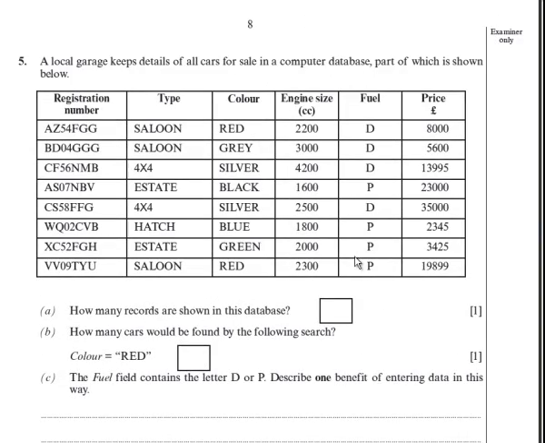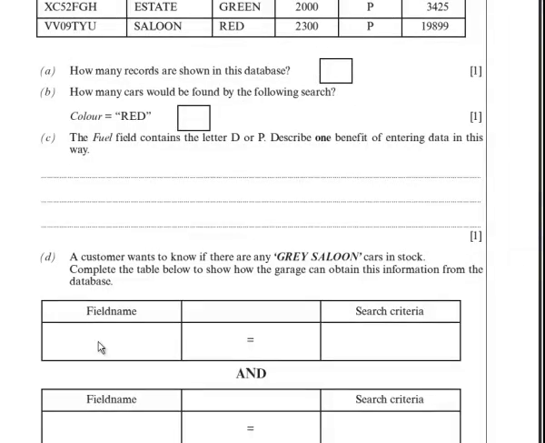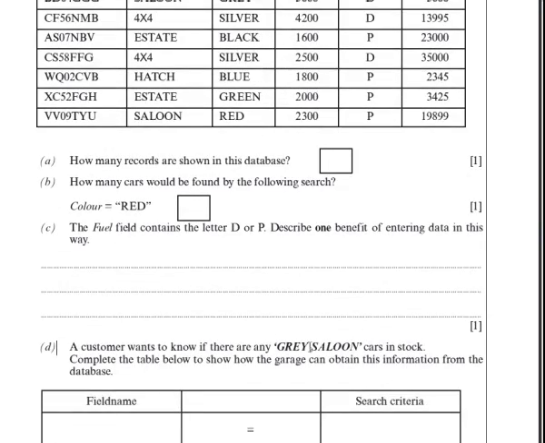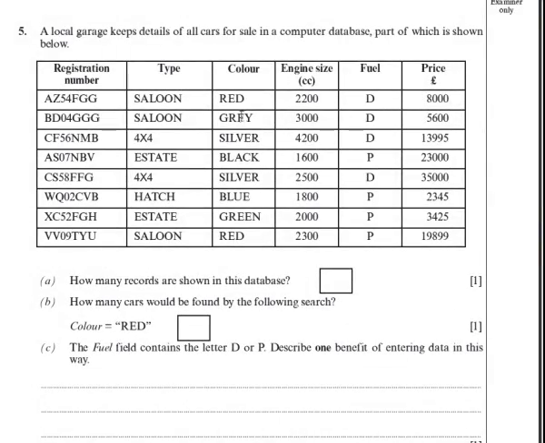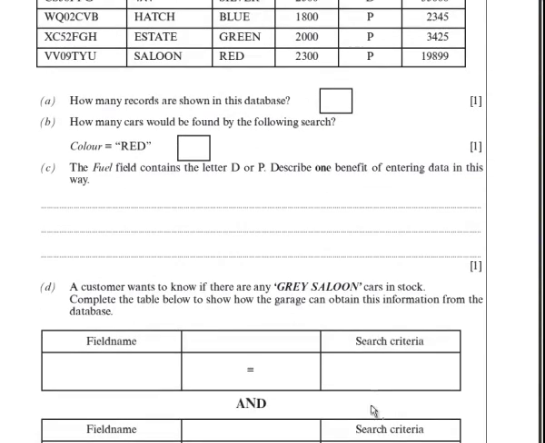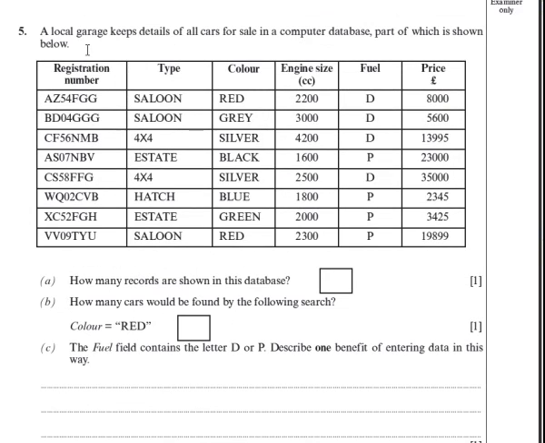So if we go up to the first one, the field is going to be colour. So we would write colour in here equals to grey, GREY. You must make sure you spell the field names and the search criteria exactly as it is in the database, otherwise you will not be awarded the mark.